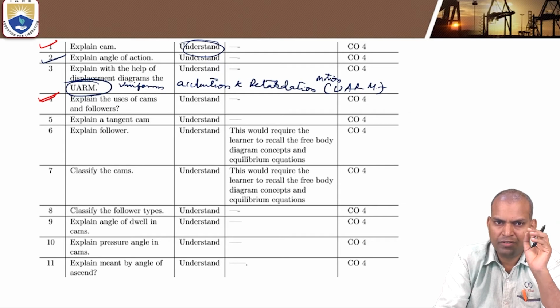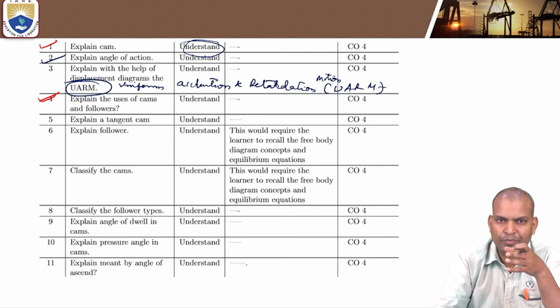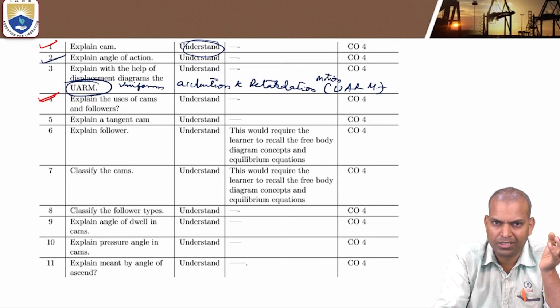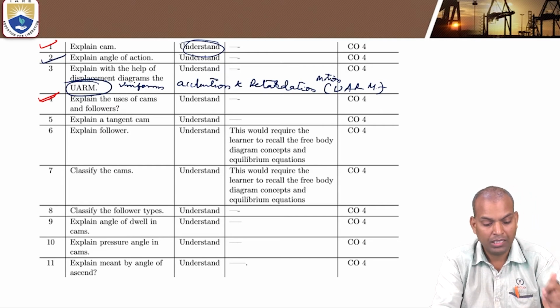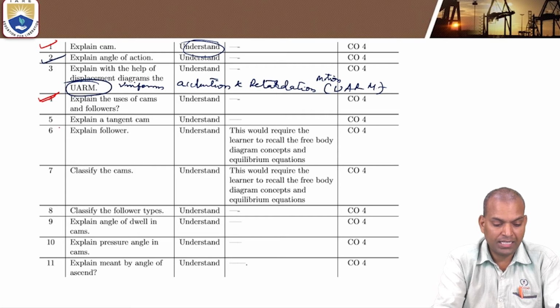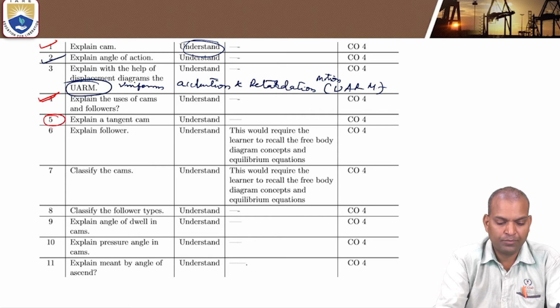So that's why the cost of the engine is very high, as the heart is very costly in replacing, like during heart surgery. We'll discuss more. But here, explain a tangent cam. We'll discuss it in the second portion.